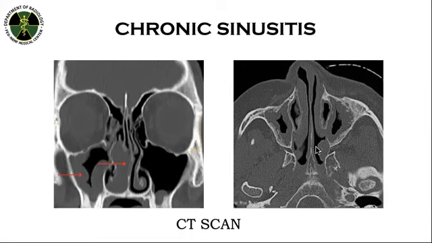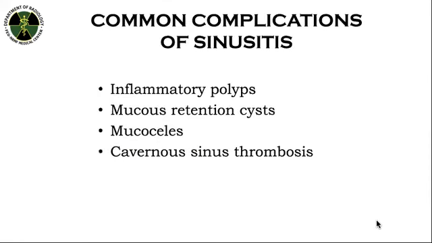Okay, so in here this is an axial CT scan view showing you also mucoperiosteal thickening and osseous thickening of the sinus wall, which is indicative of your chronic sinusitis. So what are the common complications of sinusitis? It can result to inflammatory polyps, mucus retention cyst, mucoceles, and even cavernous sinus thrombosis.